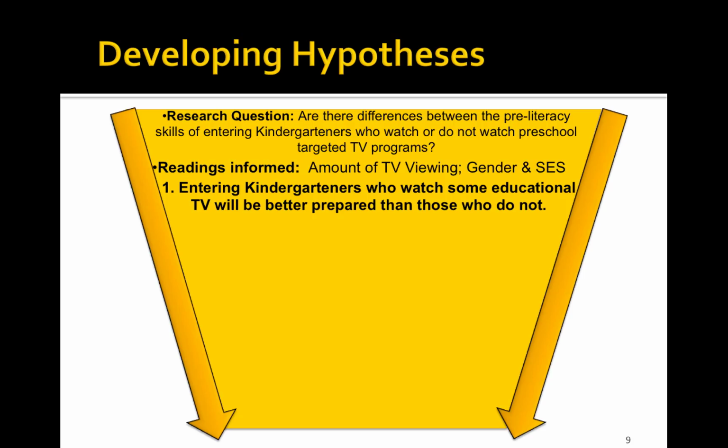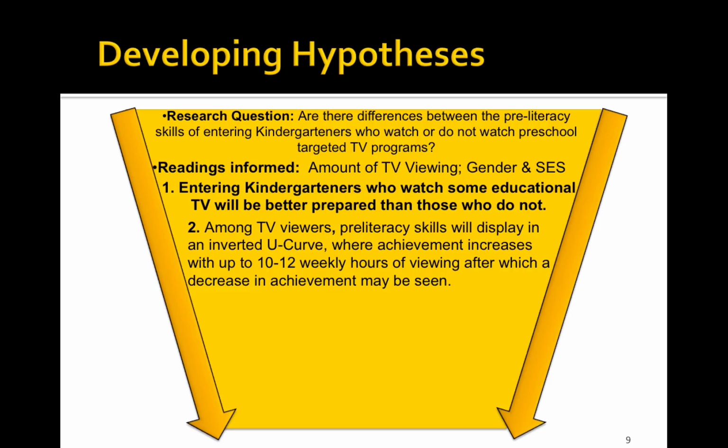So entering kindergarteners who watch some educational TV will be better prepared than those who do not. Among TV viewers, pre-literacy skills will display an inverted U-curve where achievement increases with up to 10 to 12 weekly hours of viewing, after which a decrease in achievement may be seen. Now this is one that specifically is related to existing research on a slightly older group that says that achievement increases with up to 10 to 12 weekly hours of viewing, and then a decrease can be seen. So I too am expecting this from these entering kindergarteners.